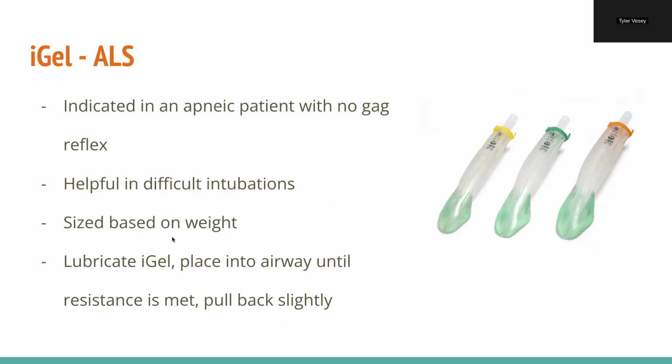I think a lot of us probably used the Kings before the i-gels came into popularity. And those Kings, I believe, were based on height. So remember that these i-gels are based on weight. Remember to lubricate these. Basically, the best way to do this is just place it into the airway until you meet some resistance, and then you pull back just a smidge, and you're going to be in the right spot. And remember, with any advanced airway, we're going to be confirming this with capnography. That is our gold standard.